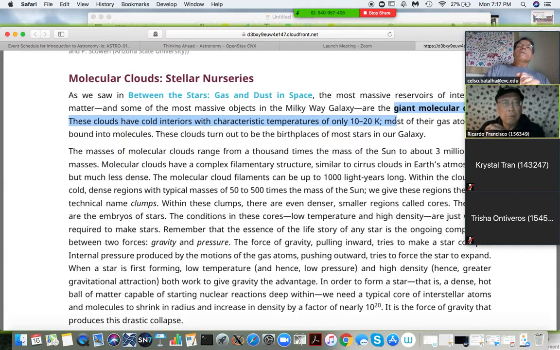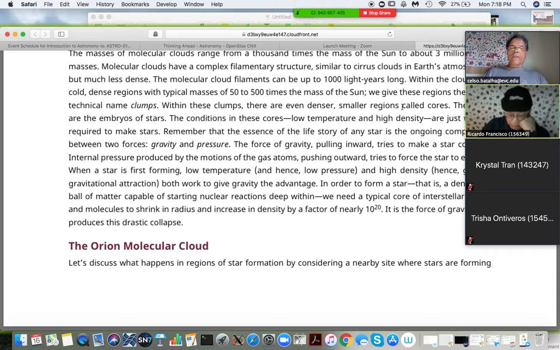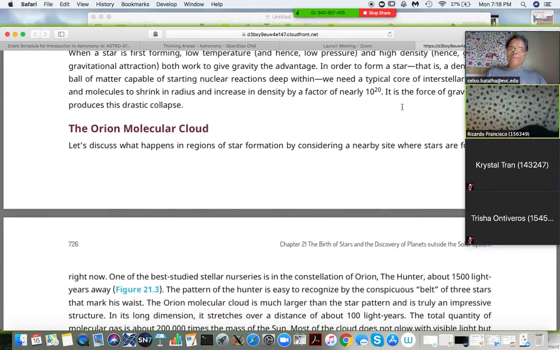So take notes. I don't know if you noticed, but in midterm number 2 I tried to get more of the OpenStax material and put it in the midterm. So take notes of giant molecular clouds. This is an important term, and you might find it again in your midterm number 3 somehow.